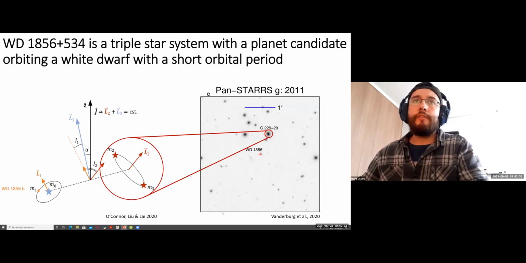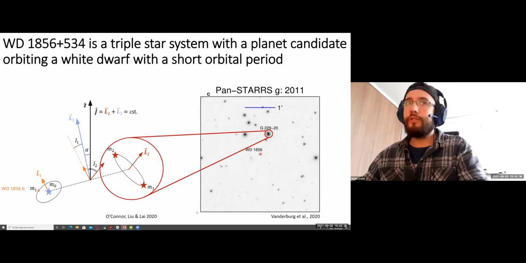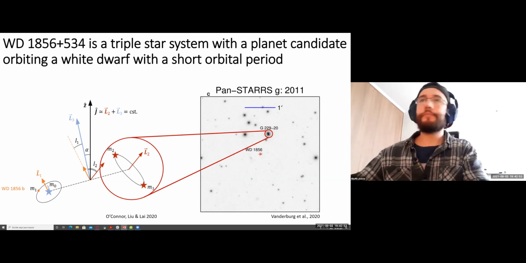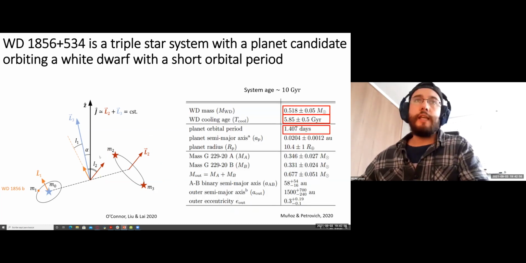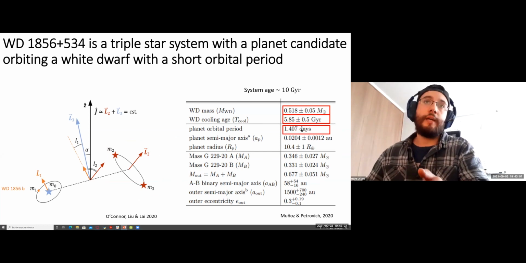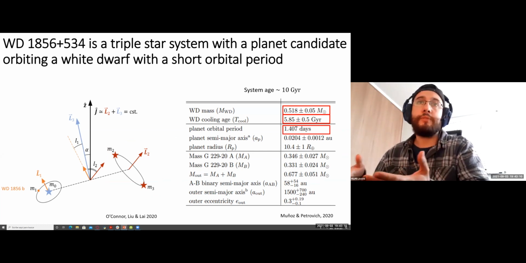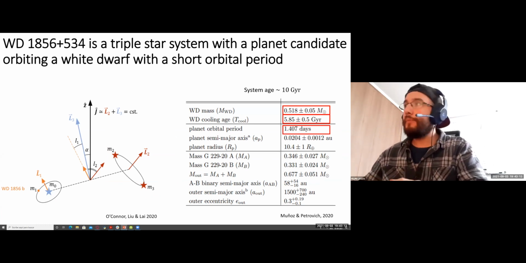The white dwarf is part of a hierarchical triple system in which it is orbited by an M-dwarf binary located at more or less 1,500 AU. So in this cartoon from O'Connor et al., we can see the hierarchical configuration with the white dwarf here and the planet candidate here. In this table, we can see the main properties of the system. The most important characteristics here are the mass of the white dwarf, the cooling time of the white dwarf, which is the time it takes for the white dwarf to cool down to its current temperature since its formation, and the orbital period of the planet.